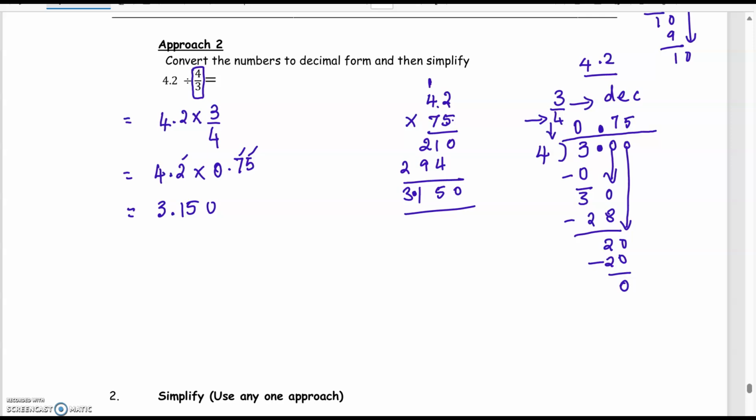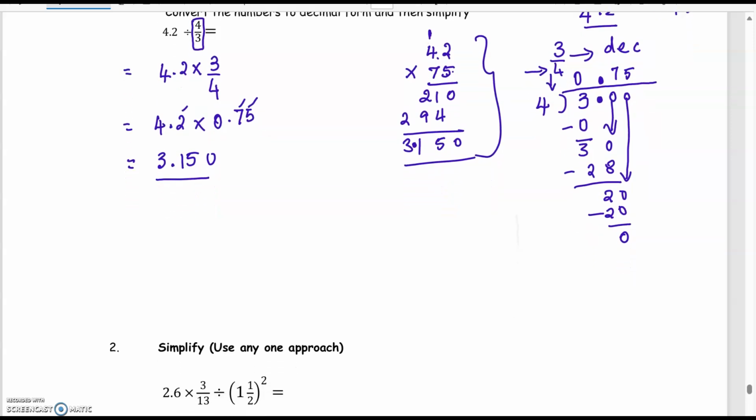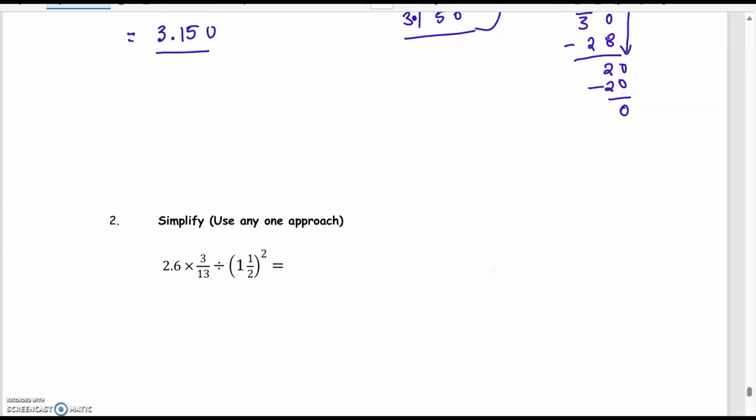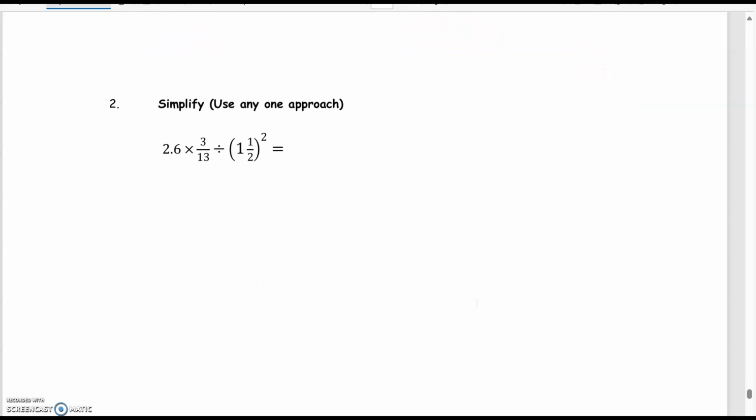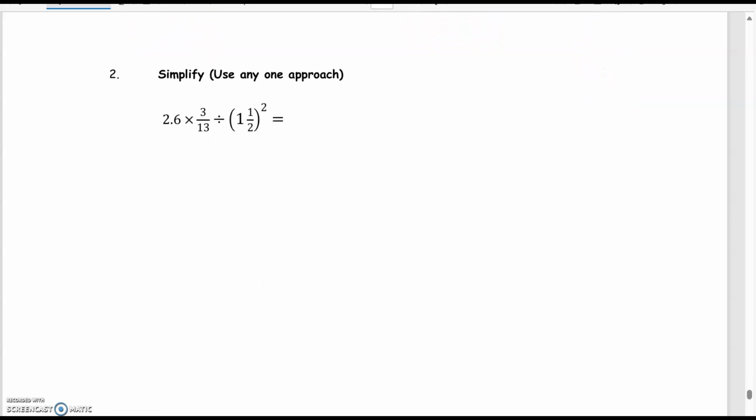Just make sure you're going over the multiplication and making sure. So just double check to see if the work is correct always. Next, 2.6 times 3/13 divided by 1/2 the whole squared.